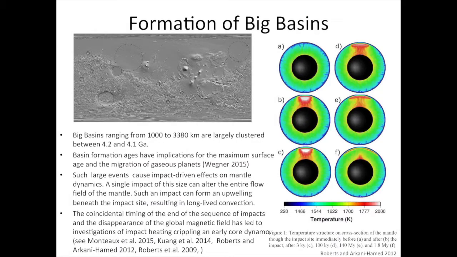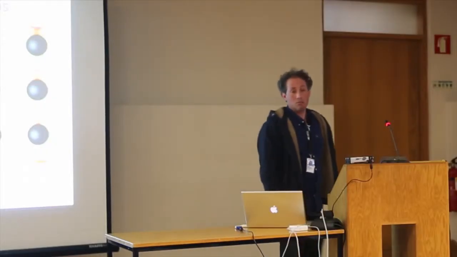What we know is that there are large impact basins. These are not as big as this mega impact that I just mentioned, but these are quite big, ranging from 1,000 kilometers to 3,400 kilometers, and they all formed between 4.1 and 4.2 billion years ago. Note that we don't know exactly those dates. Knowing the dates of these basins actually has implications, especially for the migration of the gaseous planets and the solar system formation.